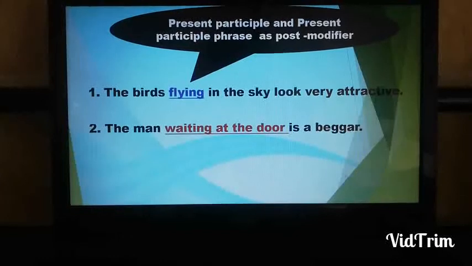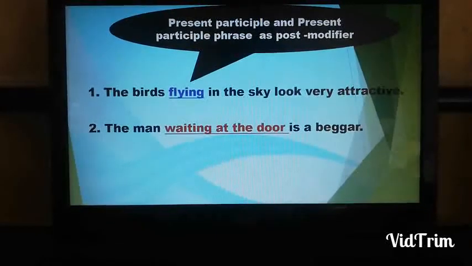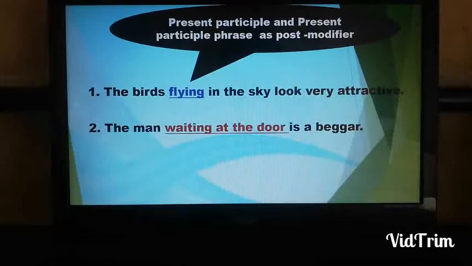The word is waiting. The word wait takes ing with it and it becomes present participle, but with it we are getting three more words after the word. So it becomes a phrase. Two or more words at the same time is called a phrase. So a single word is a present participle. A few words make it a present participle phrase. We are getting the examples of present participle and present participle phrase uses here.